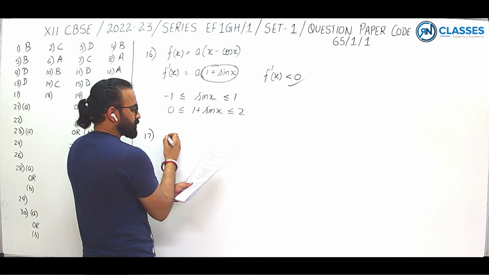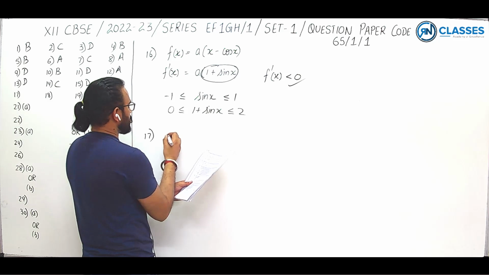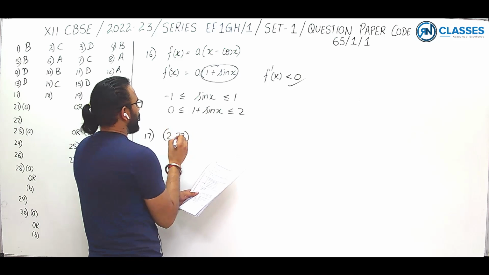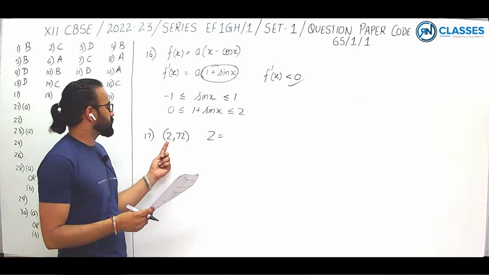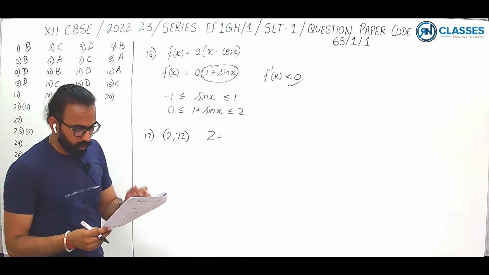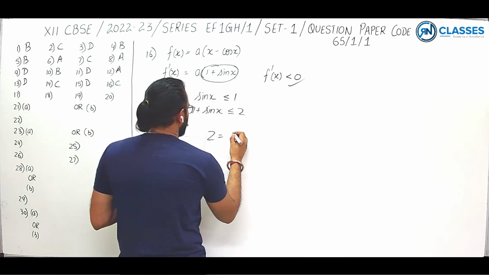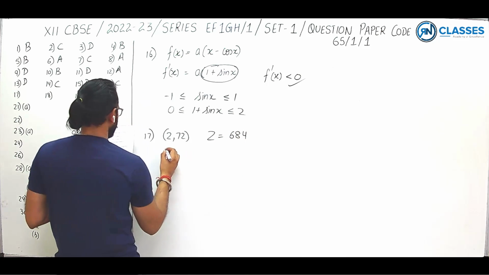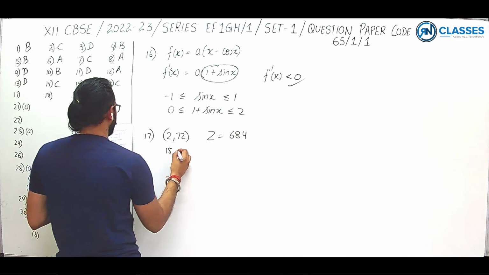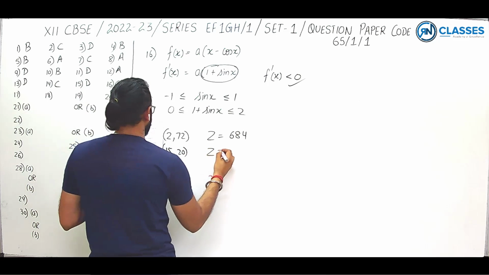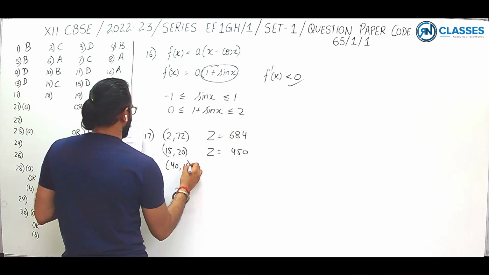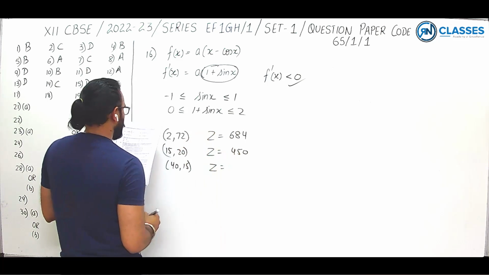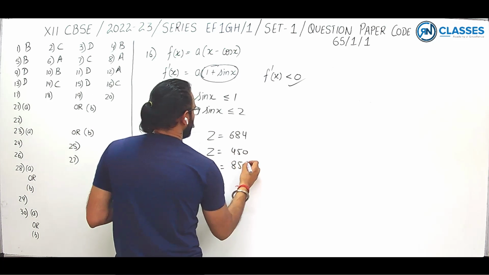Since we are given the corner points of the feasible region, that is 2, 72, at this point we can find the value of the objective function. X की जगह 2 substitute करेंगे, y की जगह 72. On simplifying this, we will get the answer as 684. And at the corner point 15, 20, the value of z turns out to be 450. And at 40, 15, the value of the objective function turns out to be 855.